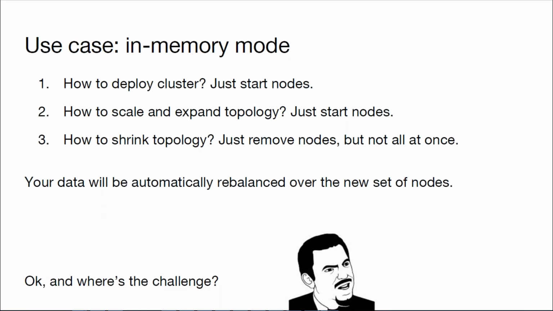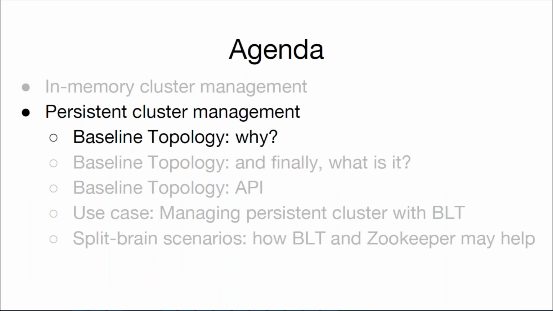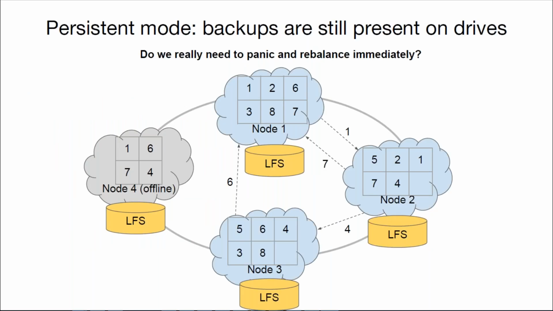Well, if you remember, I mentioned some challenges. And where is the challenge here? It's quite simple to do this in memory mode. So let's consider persistent cluster management, get started with baseline topology and meet the real challenges. In persistent mode, when a node leaves, backups are still present on drives. So the data on the offline node is in kind of a Schrödinger state. It's not present in the cluster right now, but it's still not lost.